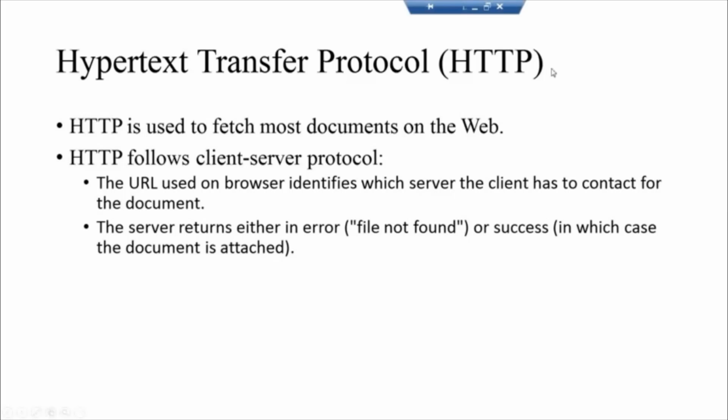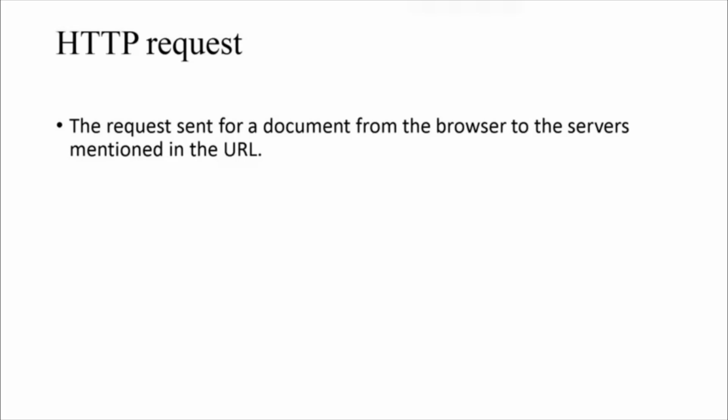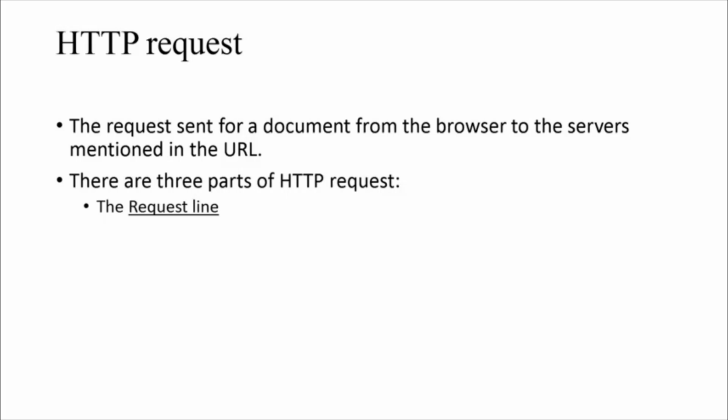Now let's see what an HTTP request is. An HTTP request is used to send a document from the browser to the server. The document from the browser means from my laptop to the Google server. I'm sending a document. Any HTTP request contains three parts: the request line, the header, and the body.